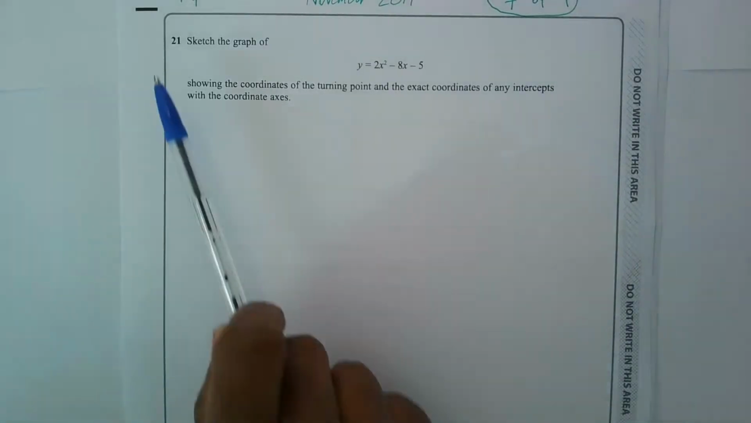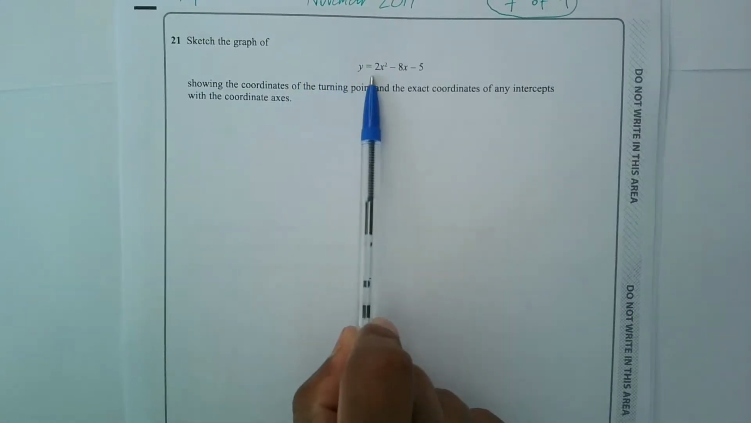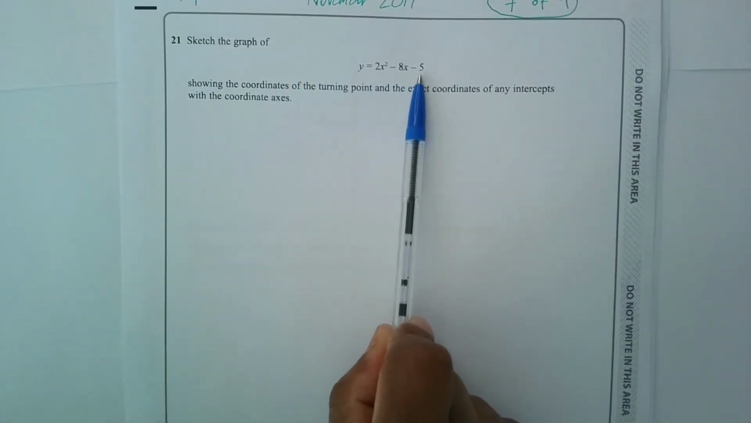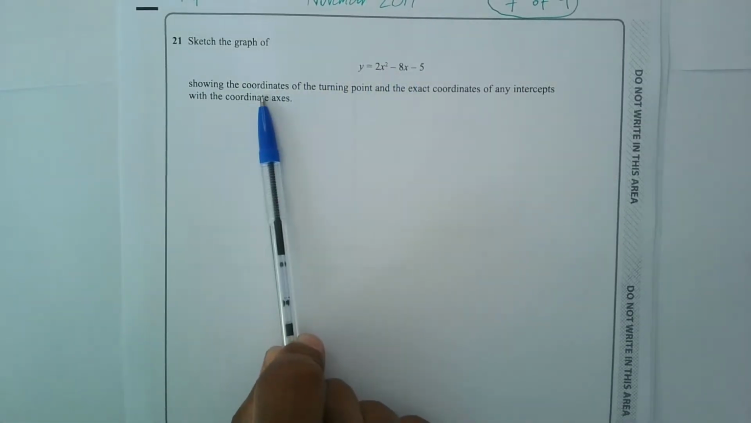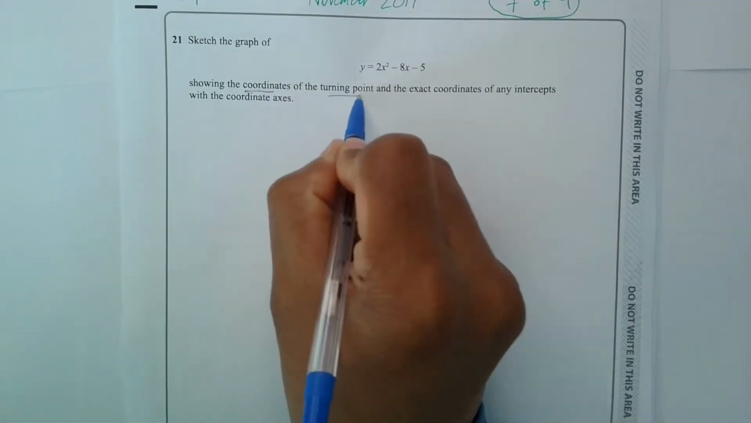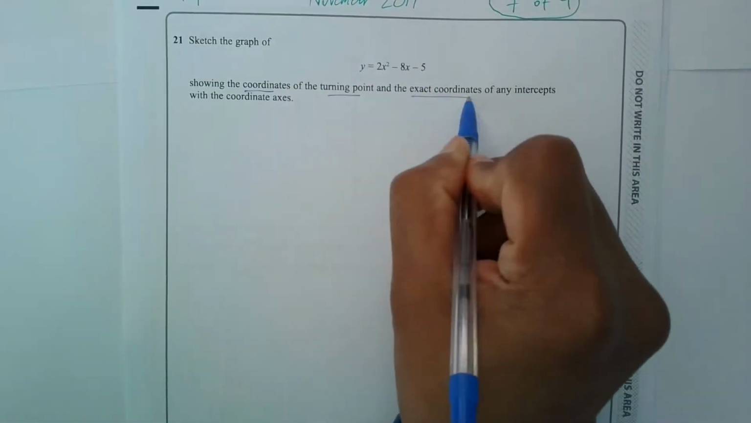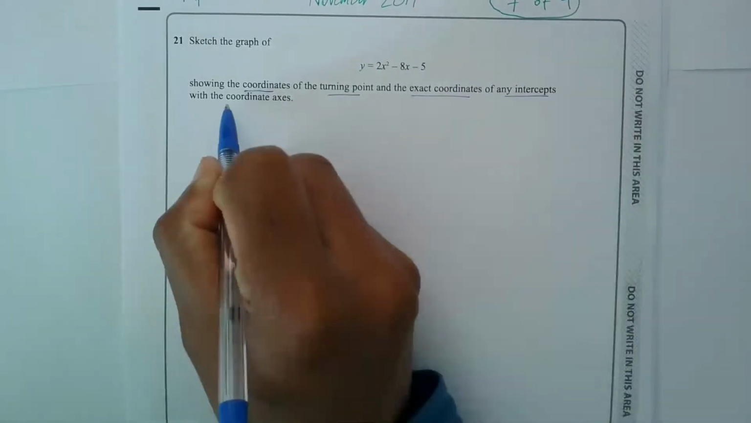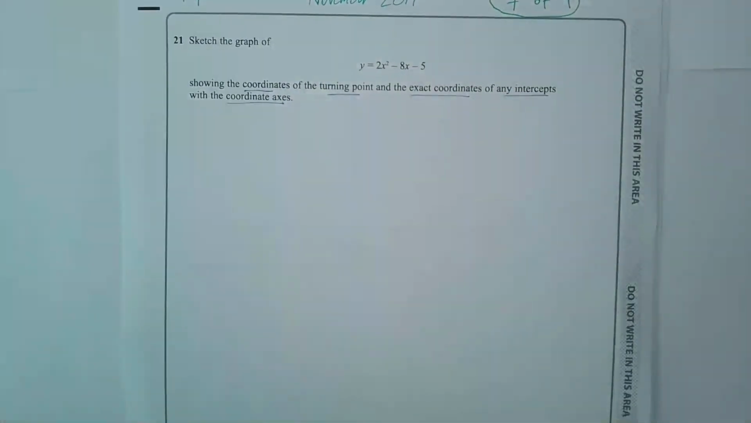Okay, so let's go through the question. Sketch the graph of y equals 2x squared take away 8x take away 5, showing the coordinates of the turning point, and exact coordinates of any intercepts with coordinate axes.